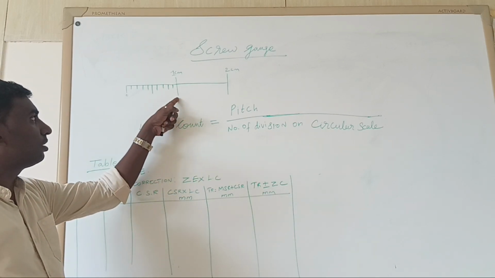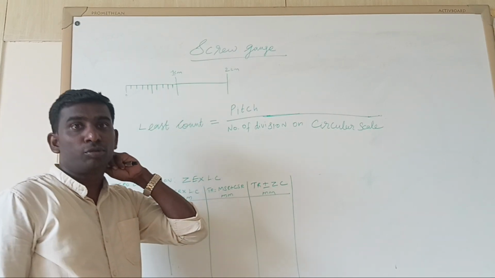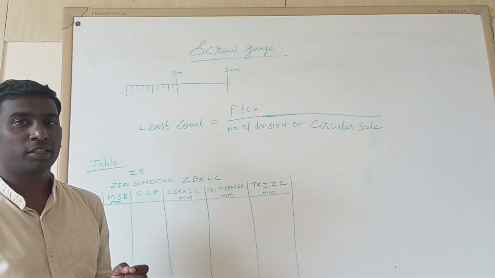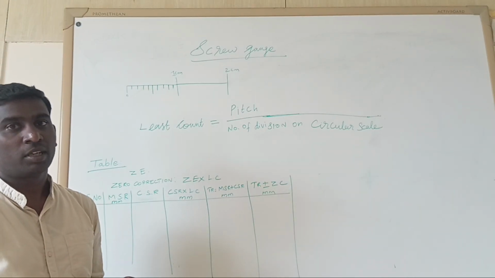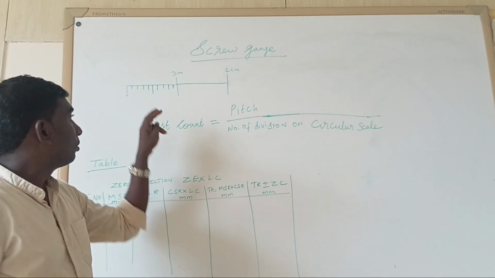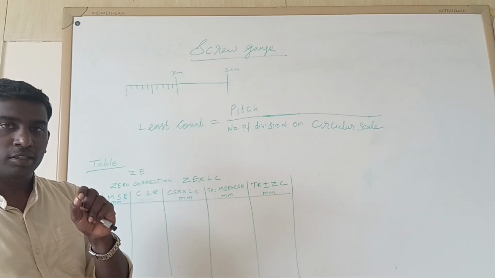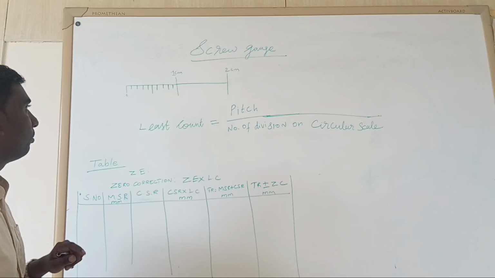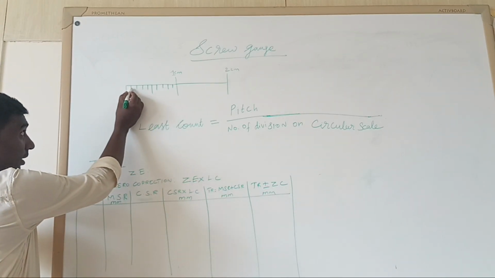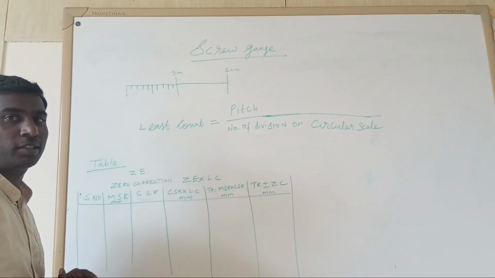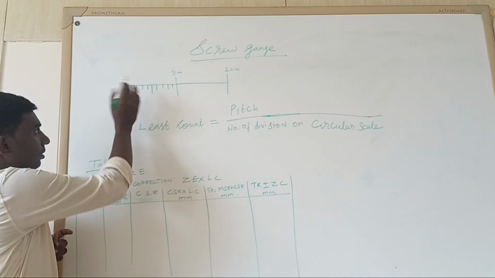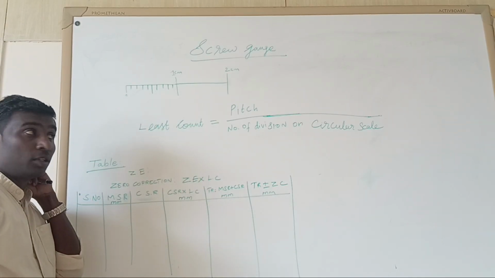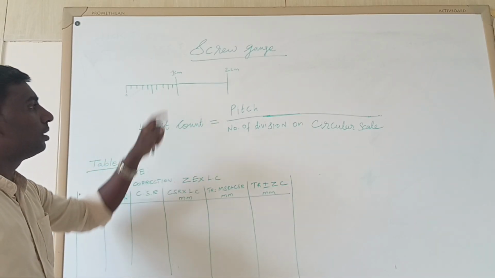So, what is the least count? Least count means the smallest distance we can measure using the scale. Using the scale, we can measure from this distance to here. This is the smallest length.